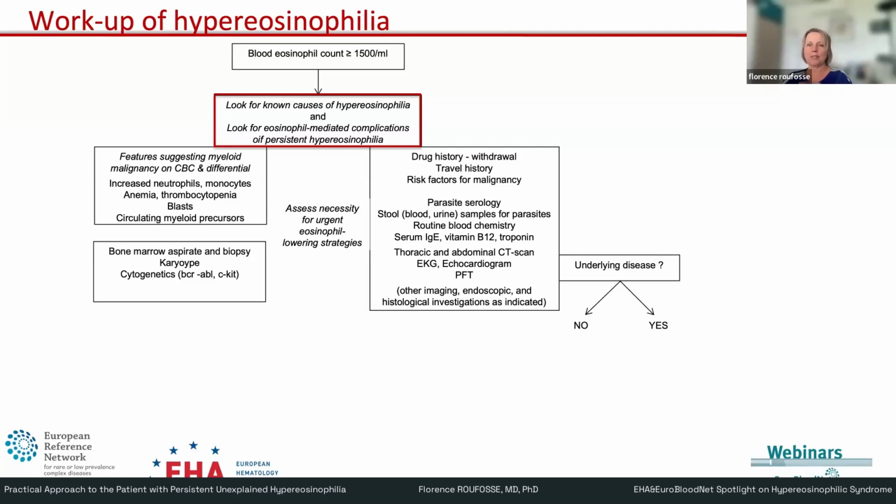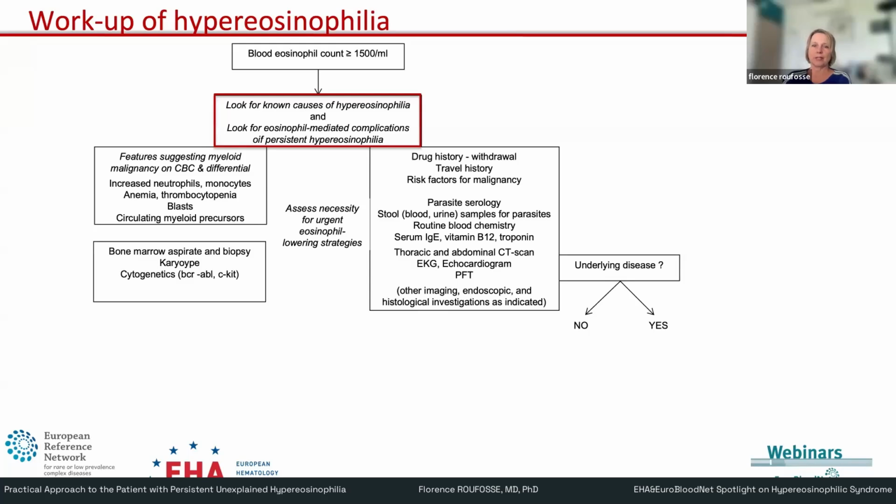As I said, you obviously have to look for the underlying causes and etiologies, and there's a series of exams that are going to be performed more or less at the same time to address these two important questions. In terms of etiology, obviously, you want to know what the drug history of the patient is, his travel history. Has the patient traveled or lived in a region which is endemic for a given helminthiasis? What are the risk factors for malignancy? For example, for lung cancer, for colorectal cancer. These are cancers that can potentially be associated with hypereosinophilia.